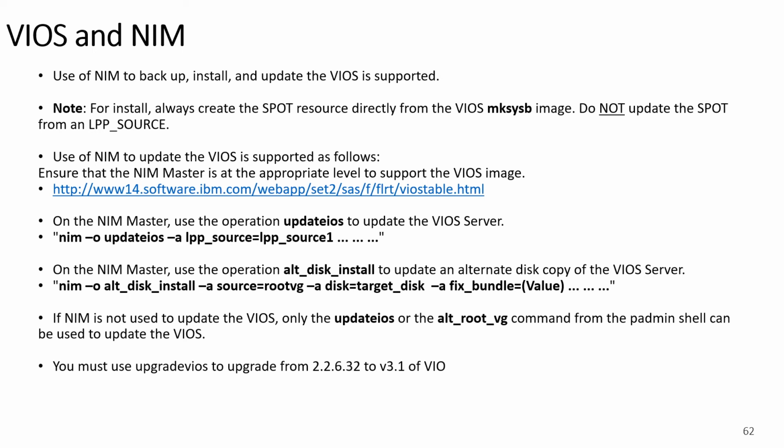So I always create my spot from the VIO server mksysb image, and then I basically take care of using NIM to update, restore, etc. and maintain my VIO server. You can use the nim -o updateios command or the nim -o alt_disk_install command for working with VIO servers. If it's an update within a version, it is updateios. If it is an upgrade, as an example from version 2 to version 3, you must use the upgrade VIOS command. There is a difference between an update and an upgrade. Upgrades are when you go from one version to another.